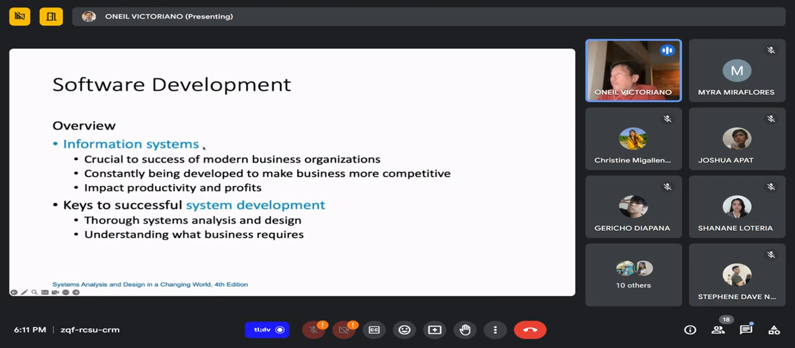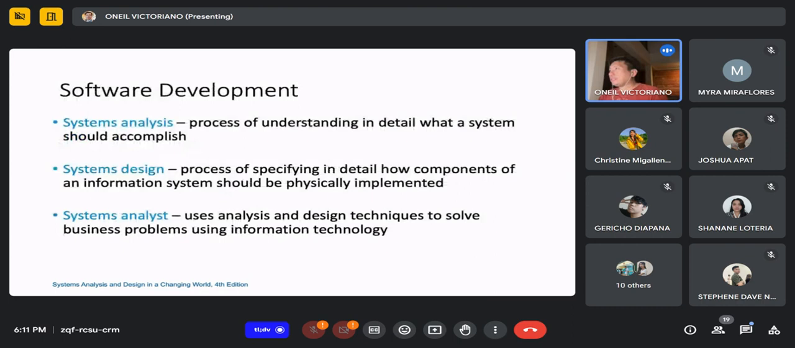To have a competitive information system, you need good system development, good planning and analysis, through system analysis and design. Through analysis and design, you'll understand what the business requires. So this is actually the connection between software development and information systems.